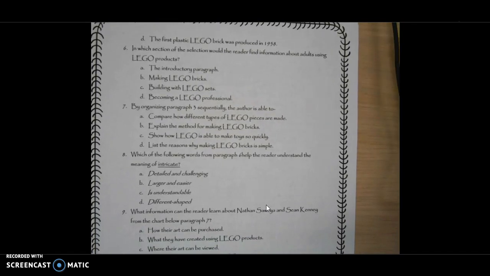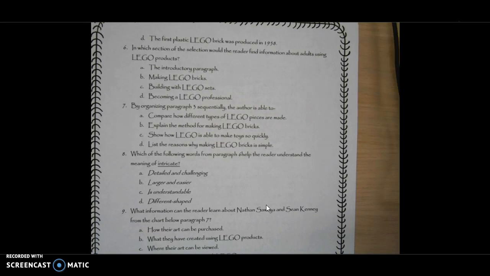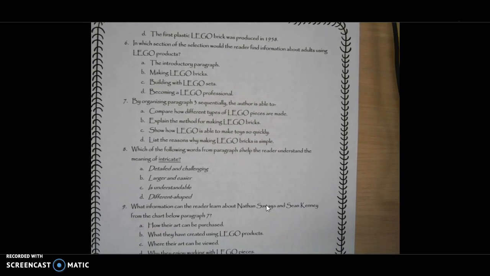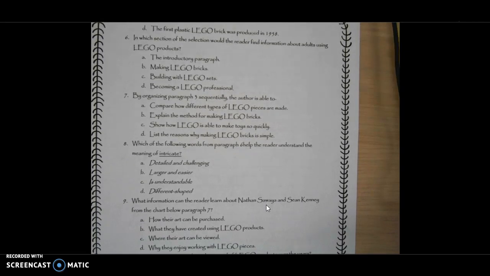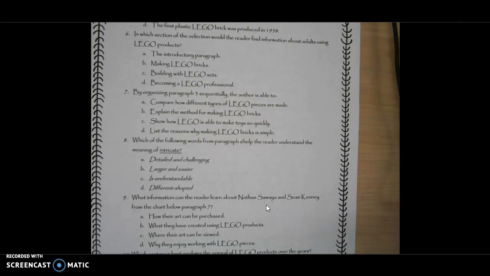7. By organizing paragraph 3 sequentially, the author is able to A. Compare how different types of Lego pieces are made. B. Explain the method for making Lego bricks. C. Show how Lego is able to make toys so quickly. Or D. List the reasons why making Lego bricks is simple.